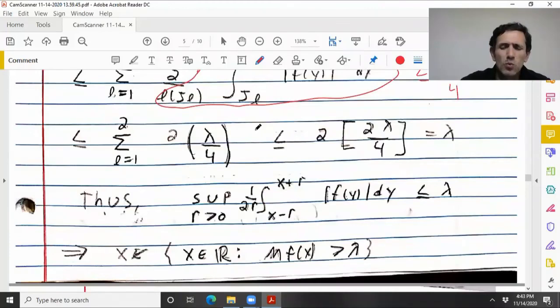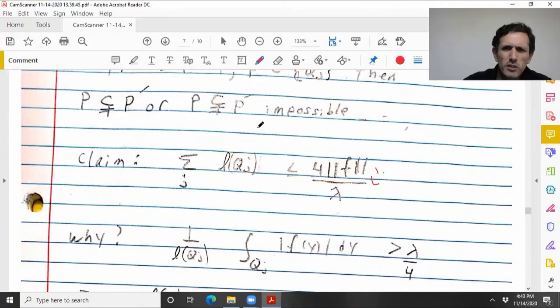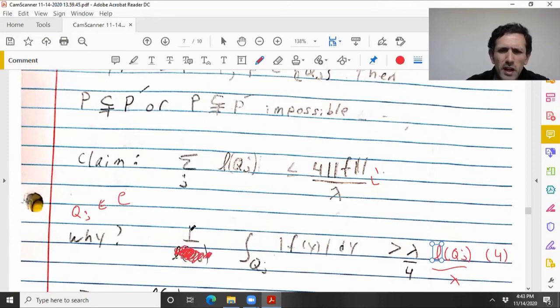Why? Well, just because Qj is in script C, that means this is true. So I'm going to multiply both sides by L of Qj. I'm going to divide by lambda, and I'm going to multiply by, let's multiply by 4. So this is going to get rid of this here, and this is going to be 4 over lambda.